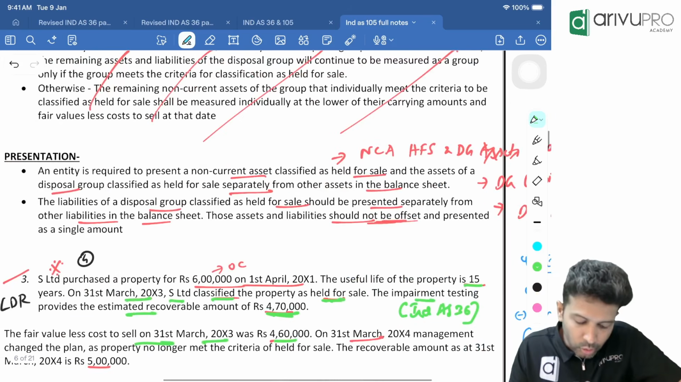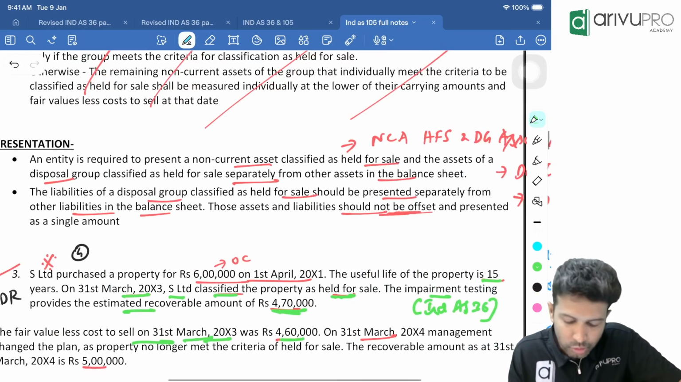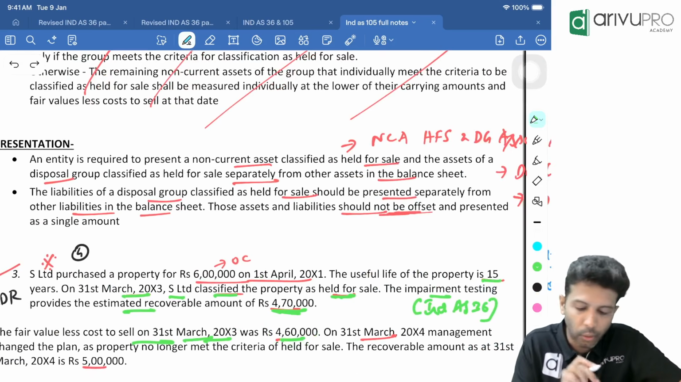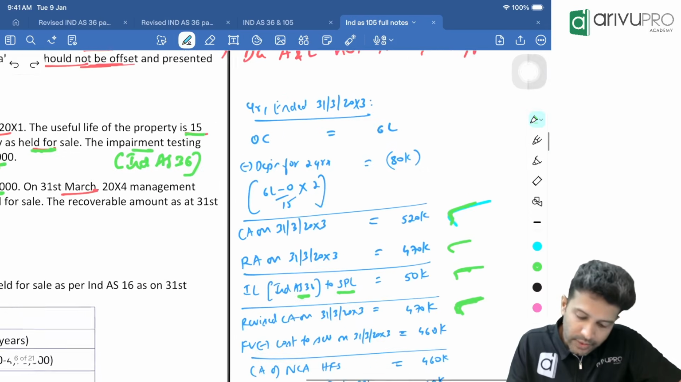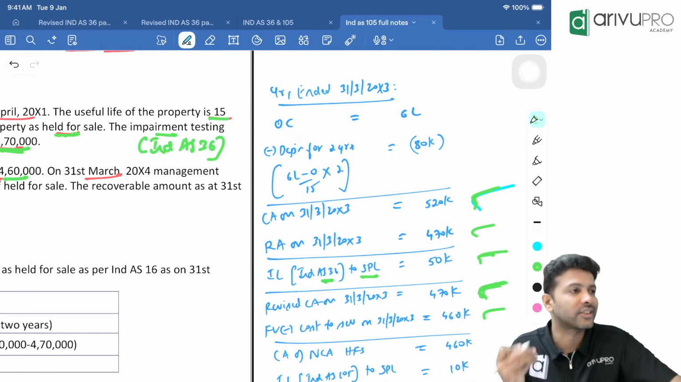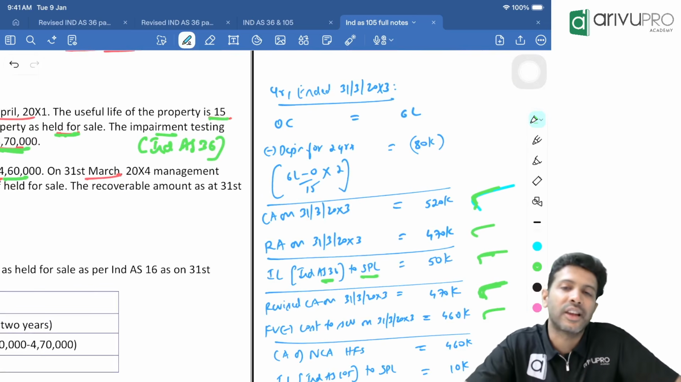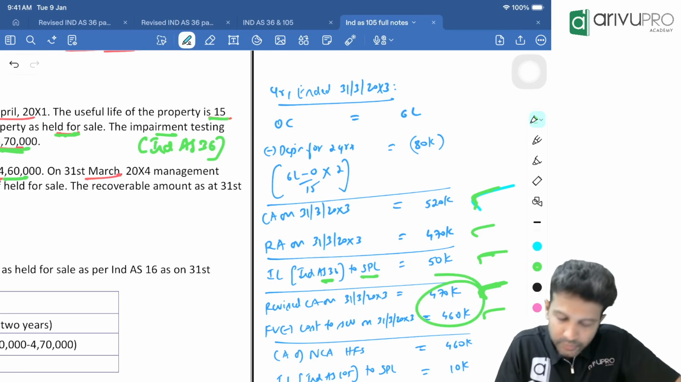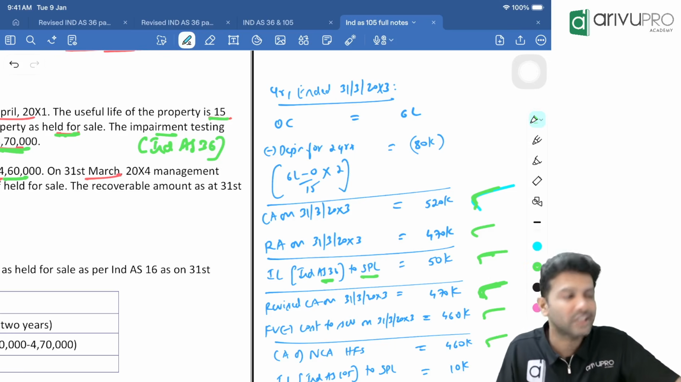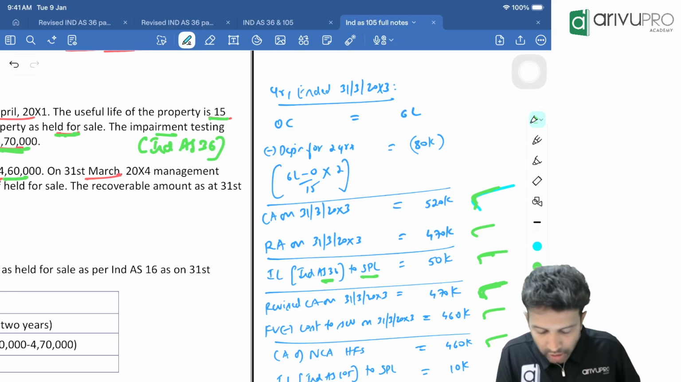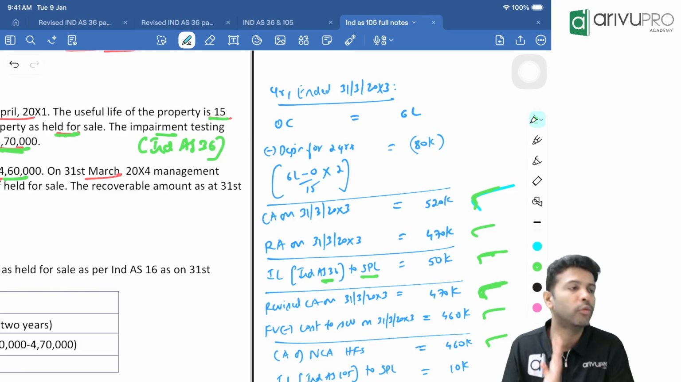On the same day, do you know the fair value? Yes, on 31st March 20x3 itself, fair value less cost to sell is 4,60,000, given. So at what value should you measure this non-current asset held for sale? The lower of these two values, which is 4,60,000. So the carrying amount of the non-current asset held for sale as per Ind AS 105 will become 460.